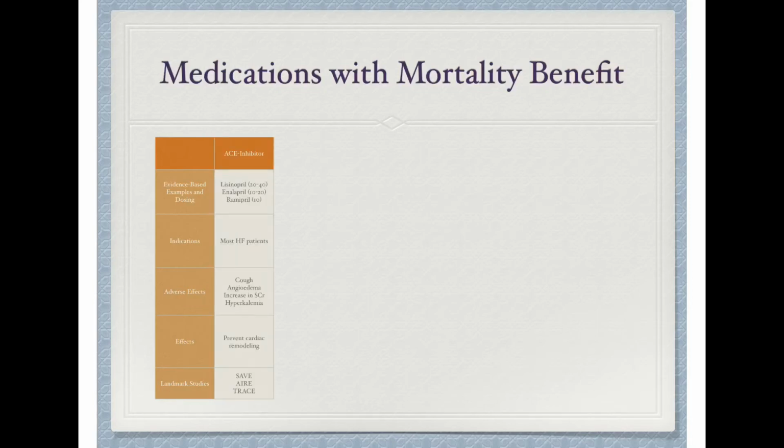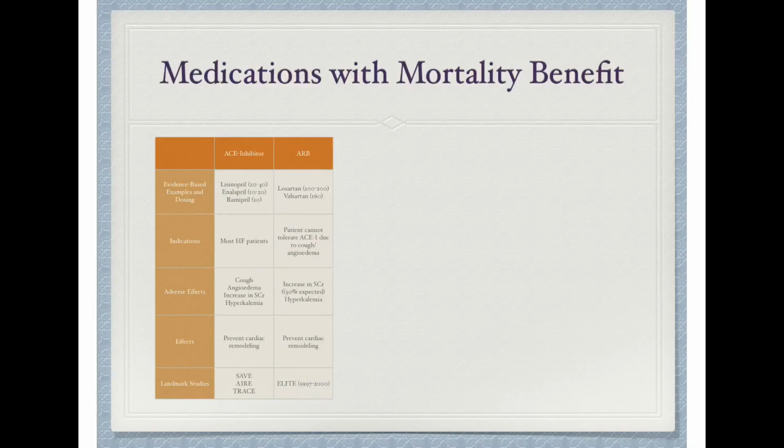First, there's the class of ACE inhibitors, which would include lisinopril, enalapril, and ramipril. Most heart failure patients should be on these medications. Some of the adverse side effects to use of these medications include cough, angioedema, increase in serum creatinine by around 30% from the patient's baseline, and hyperkalemia. They are very effective at preventing cardiac remodeling.